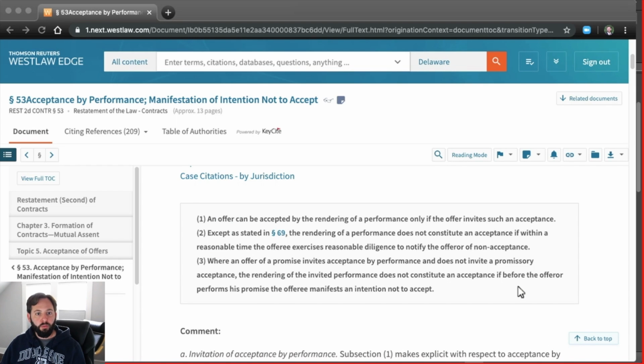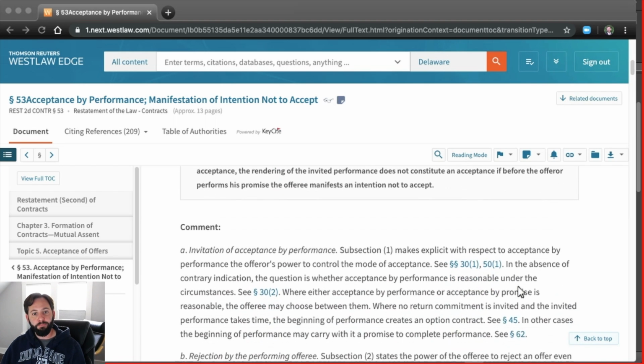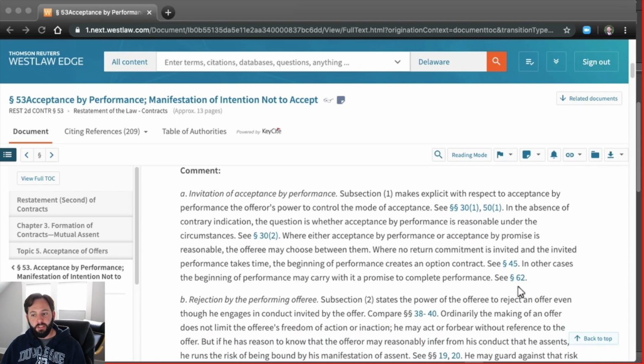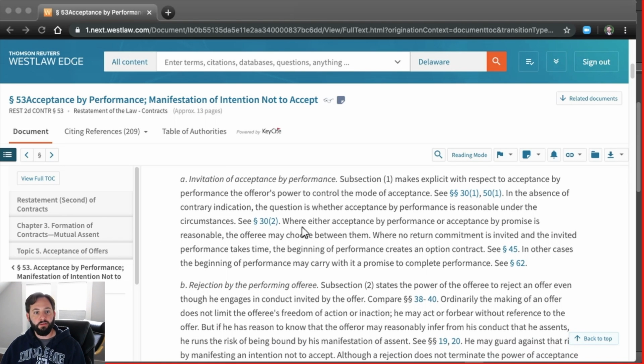An offer can be accepted by the rendering of a performance only if the offer invites such an acceptance. Was an invitation accepted here? Well, it wasn't specifically mentioned. He didn't say you could accept this by beginning to mow my lawn tomorrow. But if you had read the comments and followed along in class, you would have seen that in fact the default is that acceptance by performance is usually permissible so long as it's reasonable under the circumstances.